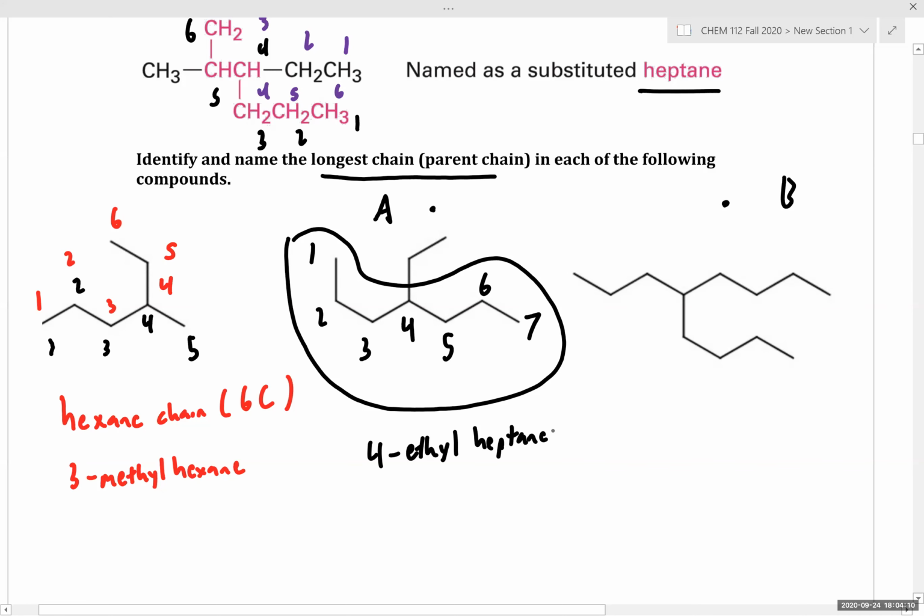Does this first example make sense to everyone? Can I get some confirmation in the chat or verbally that everyone's comfortable with this first example?